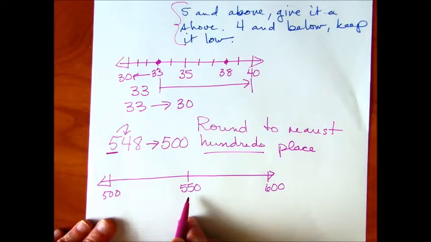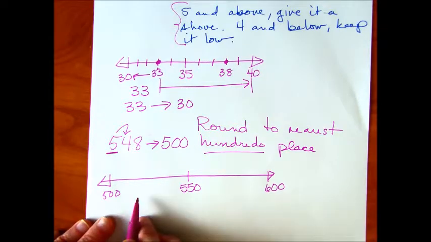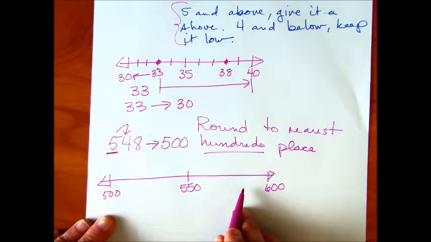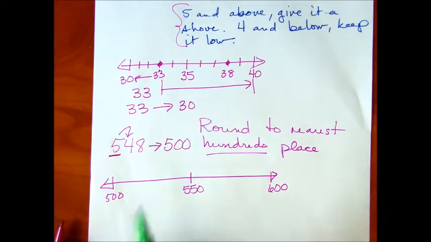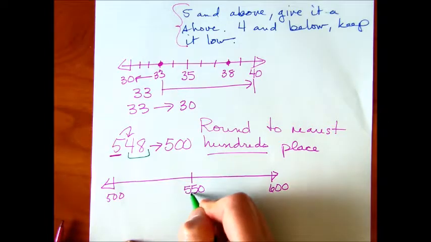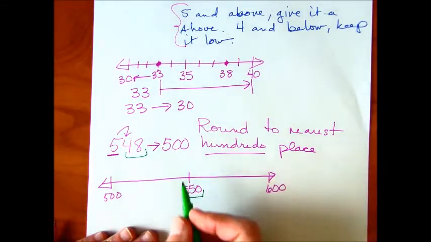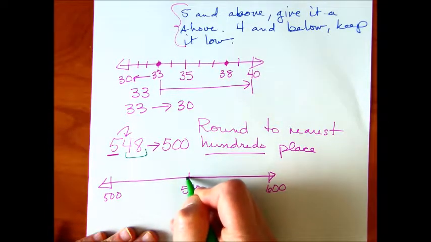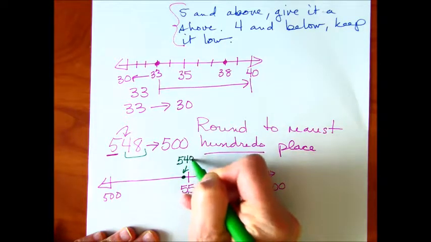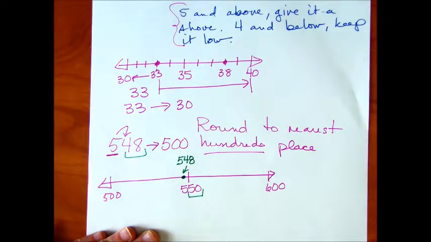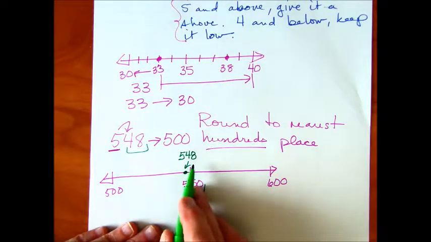Now, where is 548? Is it going to be on the left side or on the right side? Well, it's going to be on the left side, because you can see that 48 is less than 50. So I'm going to do a little guesstimate. It's probably really close to this number, but for the sake of this exercise, let's just say this is 548.